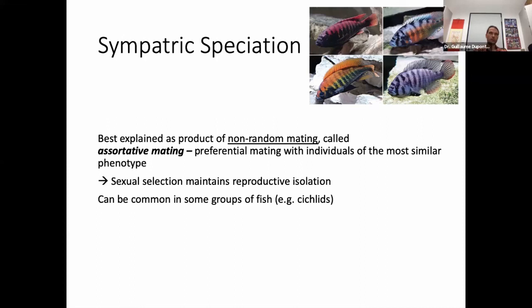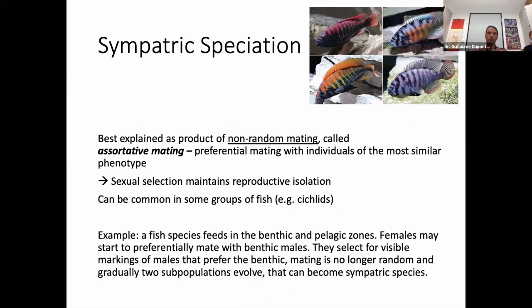And you can only explain this by non-random mating. And often it is that females choose their mates, the males, by similar coloration. So we call this assortative mating. So here it is really sexual selection which maintains reproductive isolation.